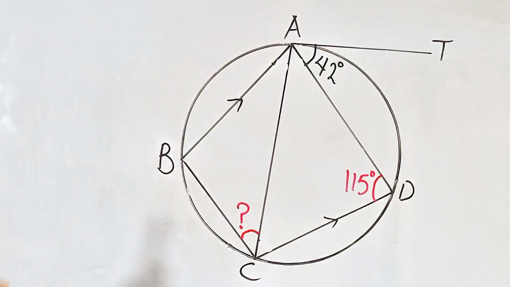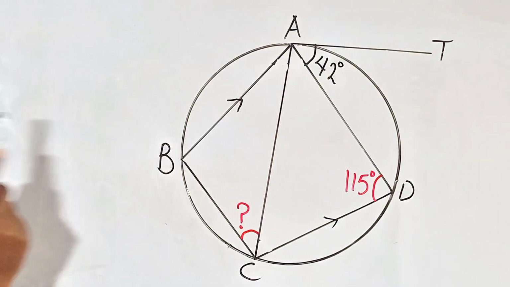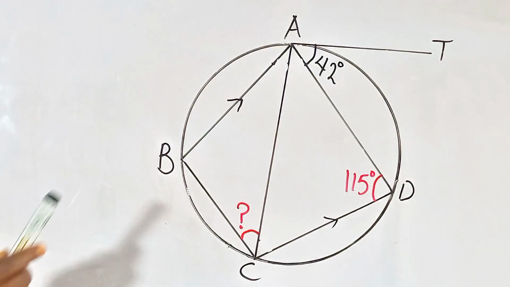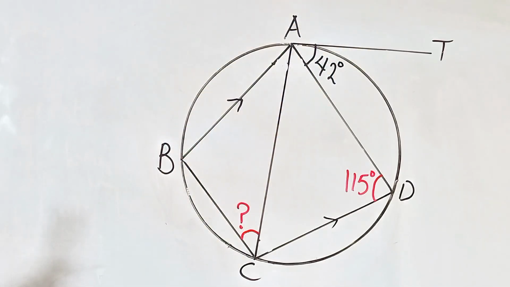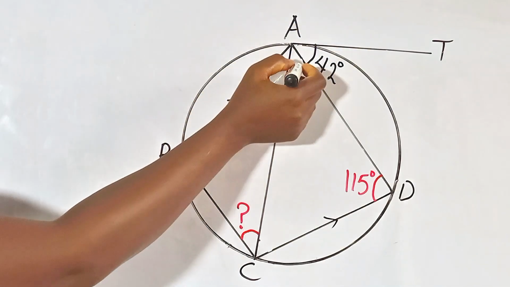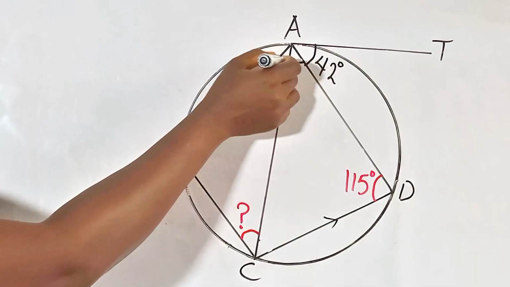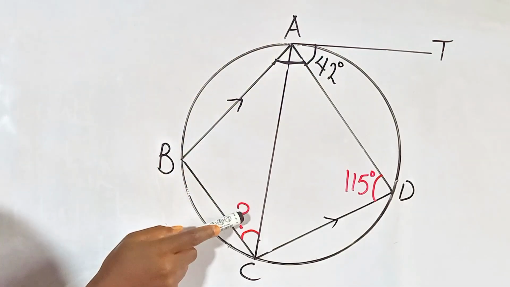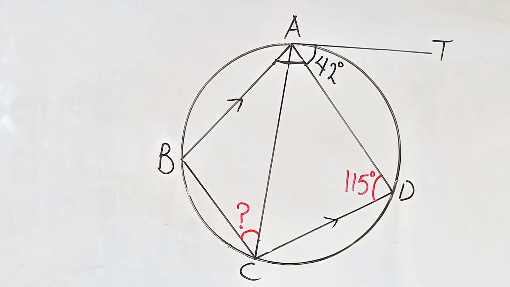Fall for the trap at point A. Line AT is a tangent to this circle. Therefore, BAT is not a straight line. So you cannot subtract 42 from 180 to get this remaining angle. To find angle ACB, you don't need too many steps. You only need two hidden circle theorems.